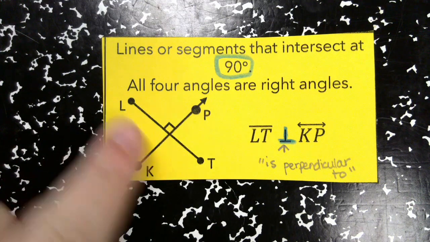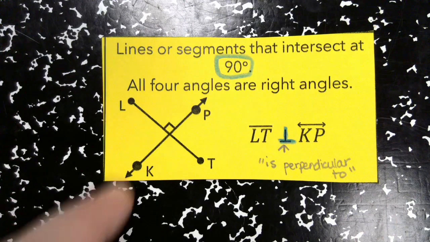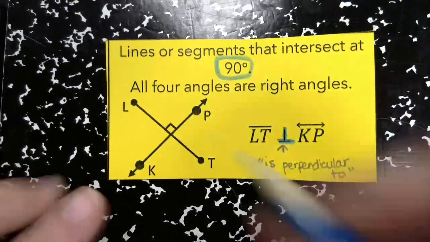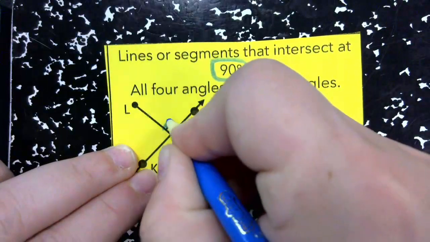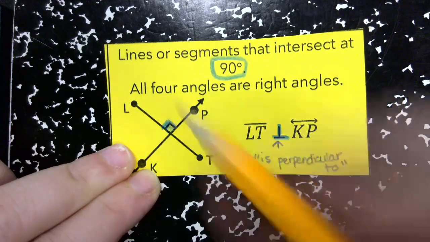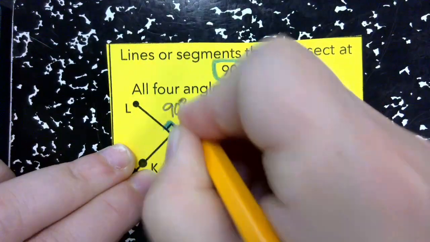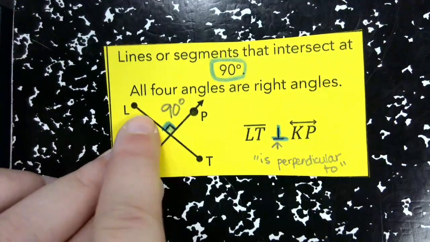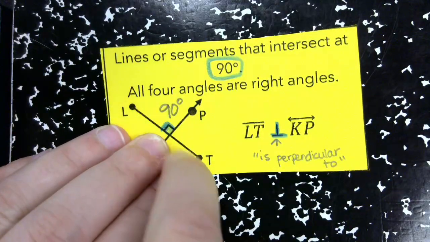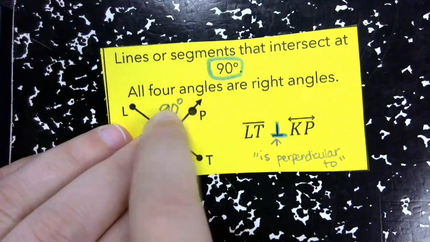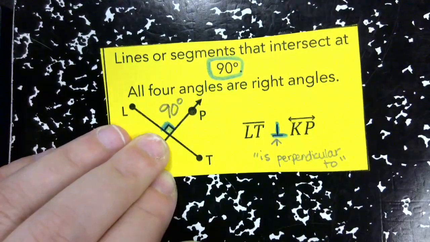So here we have segment LT is perpendicular to line KP, because with that line we have those arrows on both sides. So we see here we have that 90-degree angle in that corner, that little box. So that tells me that this is 90 degrees. Now if I look at LT here, remember LT is a segment. It's a linear pair. So how many degrees does this have to be in order for those two to make 180? 90.